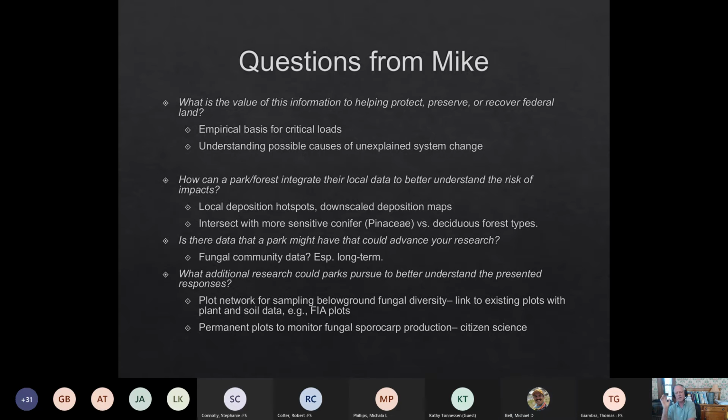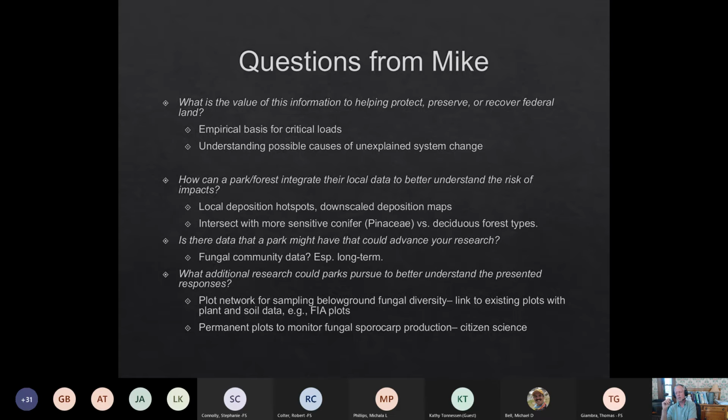So the 4 questions I got from Mike were: one is, what is the value of this information to protect, preserve, or recover federal lands? Well, it provides an empirical basis for critical loads for natural ecosystems, and it also helps to understand possible causes of unexplained system change that could be mediated by mycorrhizal fungi. For example, in Europe, there's concern that nutrient imbalances in forests could be driven by positive feedback loops related to changes in mycorrhizal fungal communities. That could have strong implications for forest health.